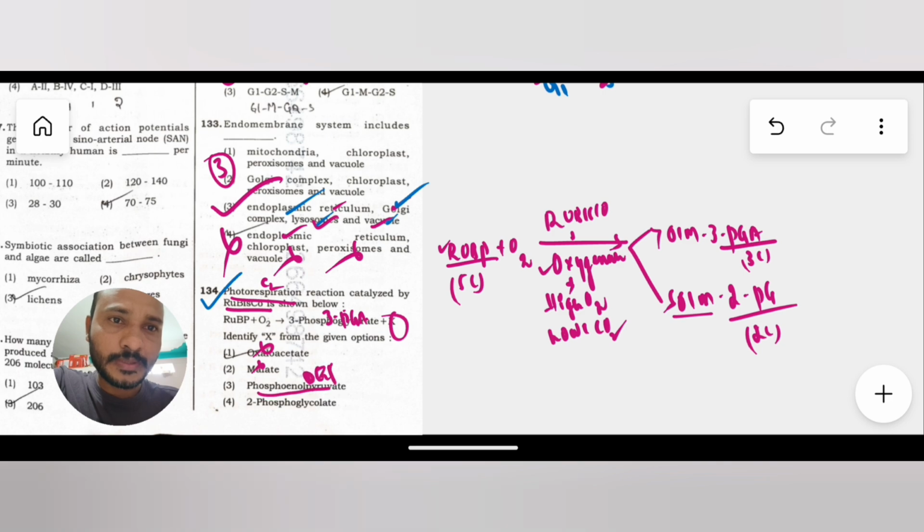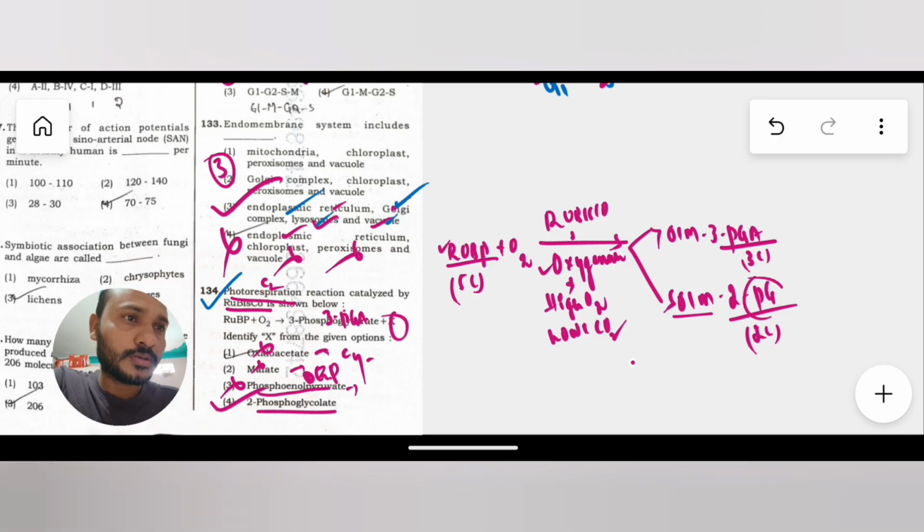So PEP is also not there, and 2-phosphoglycolates. So the right answer is the 4th. Generally, oxaloacetate will form in the C4 cycle, the first stable product. Malate is also there in the C4 cycle, and phosphoenolpyruvate is generally seen in glycolysis. So here the right answer is 2-phosphoglycolate.